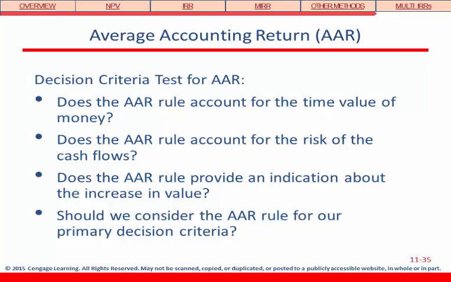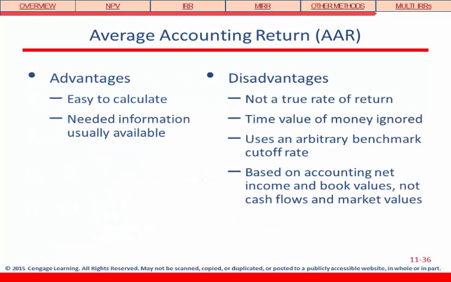Should we consider the AR rule for our primary decision criteria? Absolutely not. Anytime you're dealing with this accounting type information, it can usually be skewed in one way to favor a certain company for a period of time or whatnot, and so not to say that anybody's cooking the books necessarily, but you could adjust or smooth out or play around with these numbers to the point where it might not give you a true value for a firm. In other words, a firm might end up accepting projects it shouldn't accept.